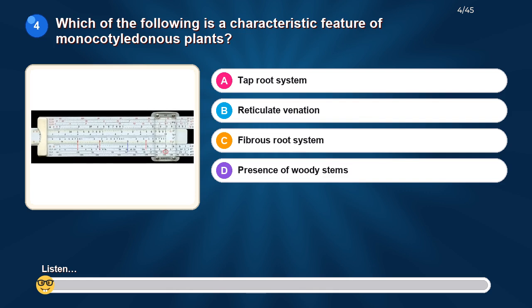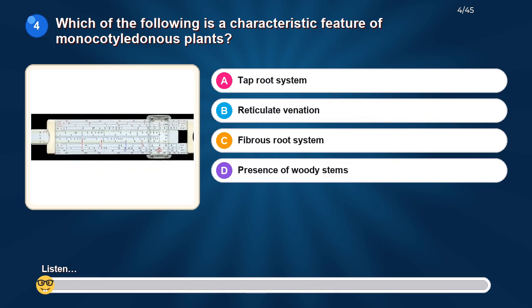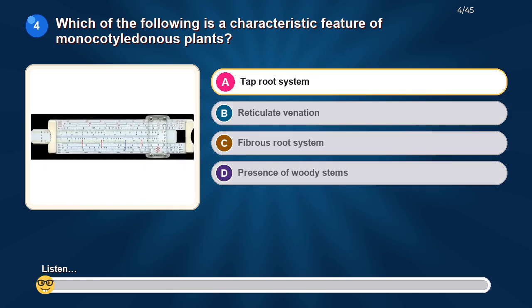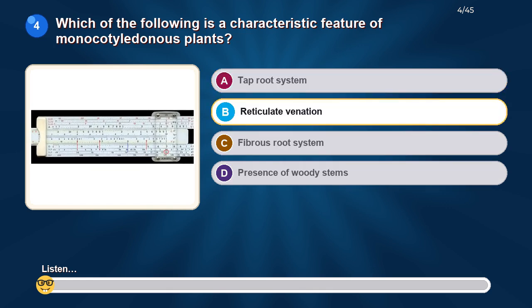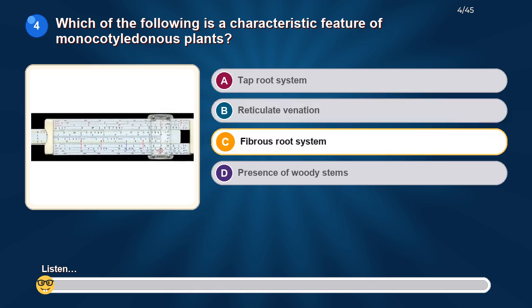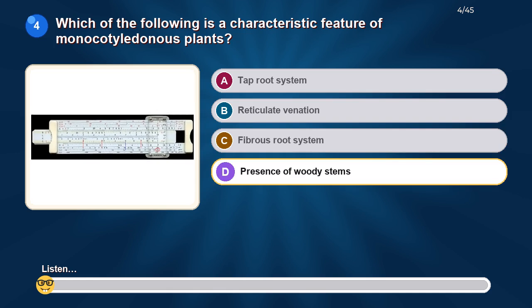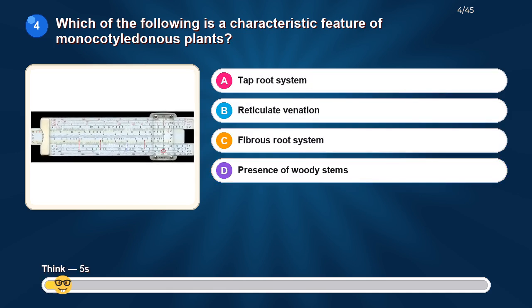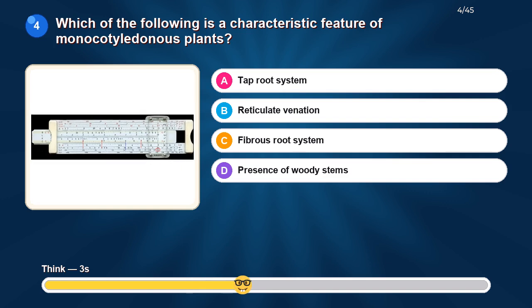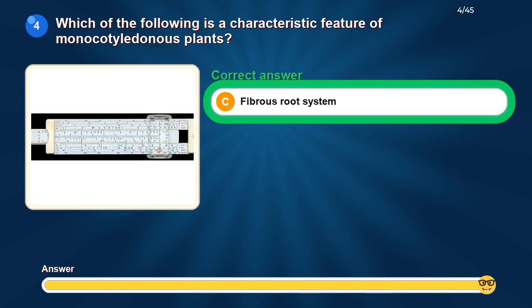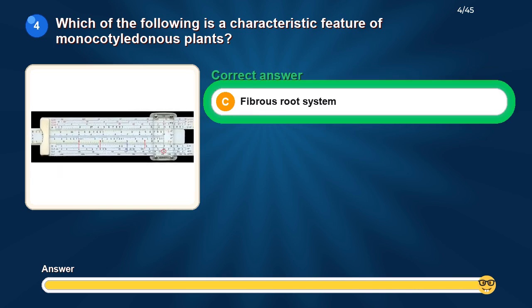Which of the following is a characteristic feature of monocotyledonous plants? Option A, tap root system. Option B, reticulate venation. Option C, fibrous root system. Option D, presence of woody stems. The correct answer is fibrous root system.